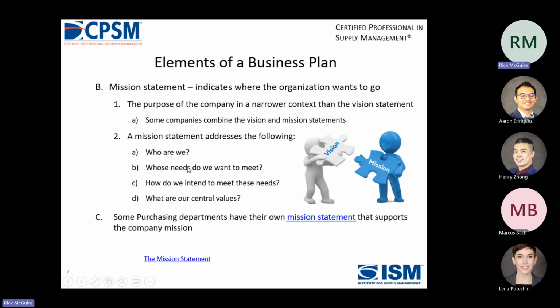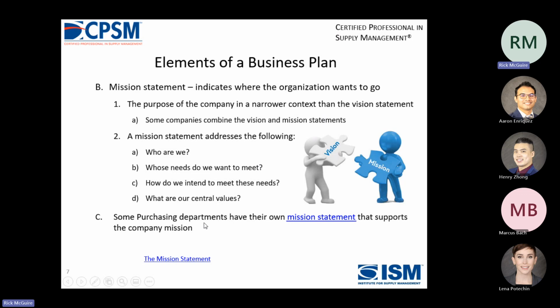Then from the vision, we're going to step down and do a mission statement. Also where are we headed, but it's narrower than the vision statement. Some companies like PACCAR will combine the two. A mission statement ideally would address things like who we are, what needs do we want to meet, how do we intend to meet those needs, and what are our central values.